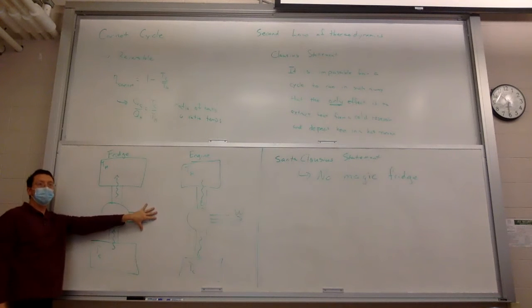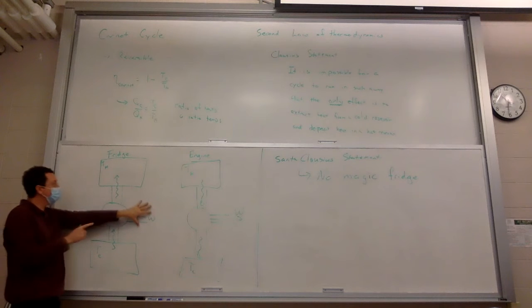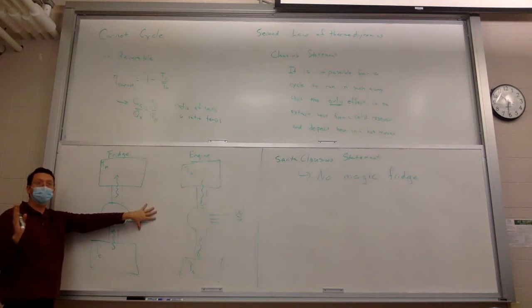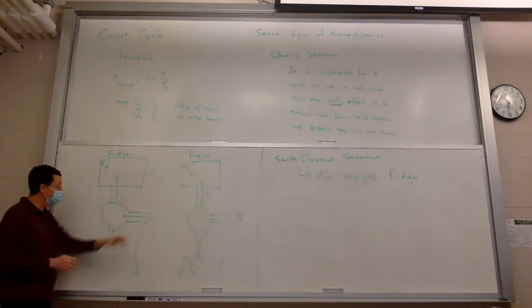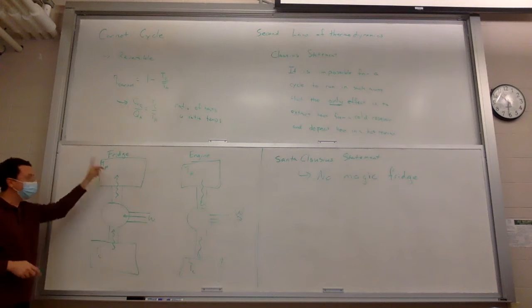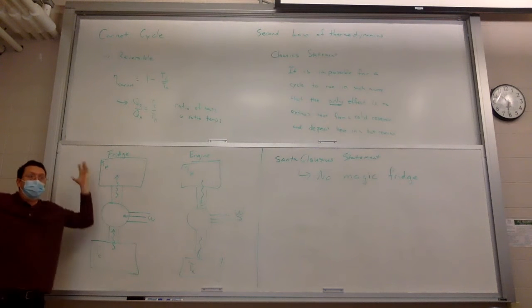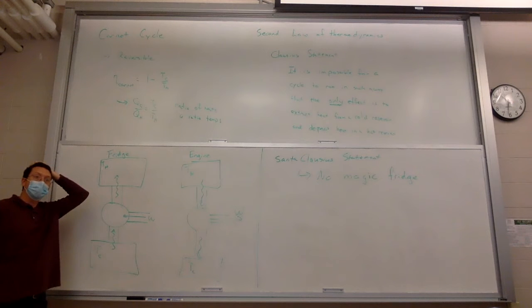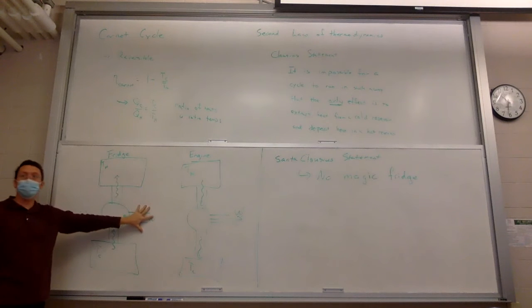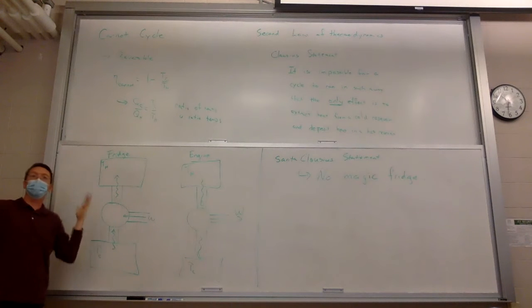So what does the first law tell me? Work for the cycle is equal to the internal energy change for the cycle. If there's no internal energy change and no work, all it says is the total heat has to be 0. So as long as you balance Q in and Q out, it's fine. A magic refrigerator doesn't break the first law of thermodynamics. There's no work. As long as the heat in is the heat out, it's okay.